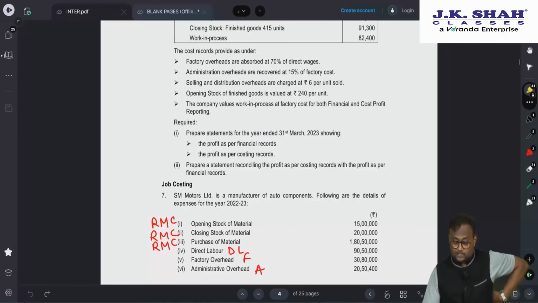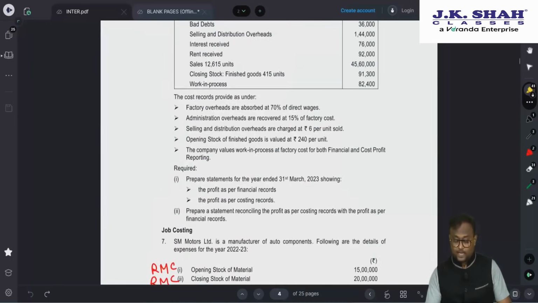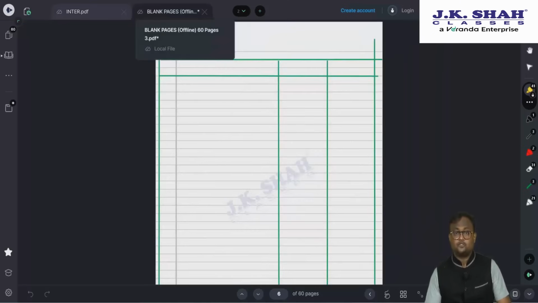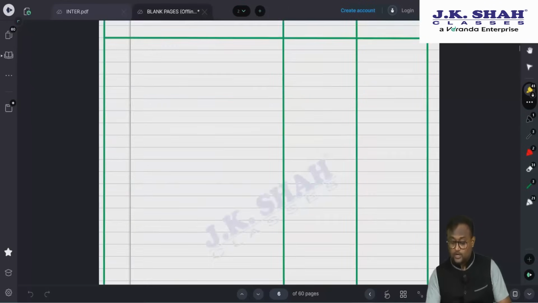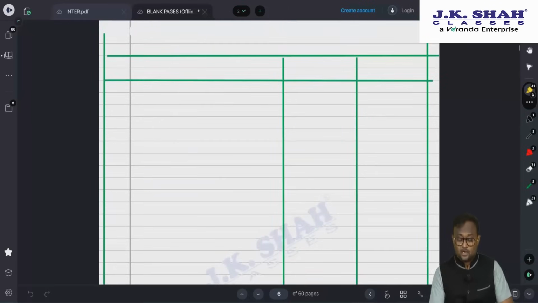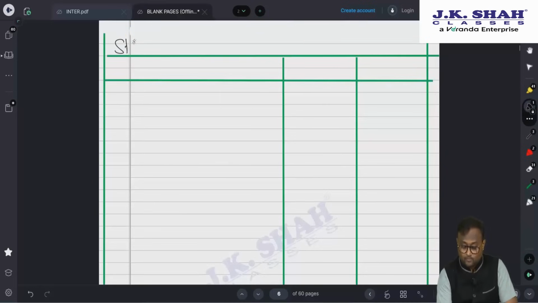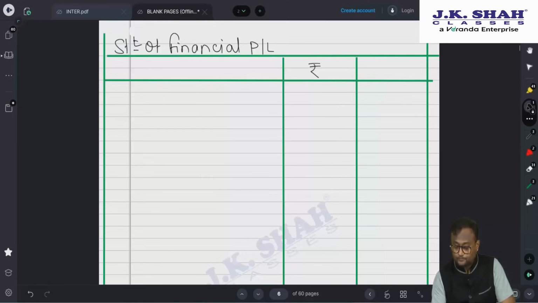They have asked us to prepare statement of financial profit and costing profit and then reconciliation statement. Now guys, please understand, if they have asked you to prepare statement of financial profit, you cannot prepare an account. So first thing first, statement of financial profit and loss.